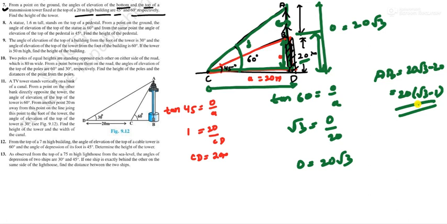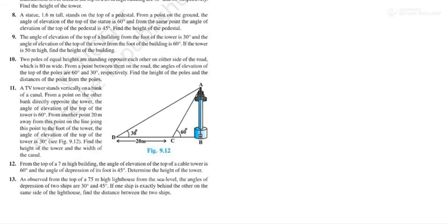Moving to the last question for today's section. The rest will be in the next video, in part 2 of this particular video. Moving to question number 8. Let me show it. So again it is similar to the previous question.